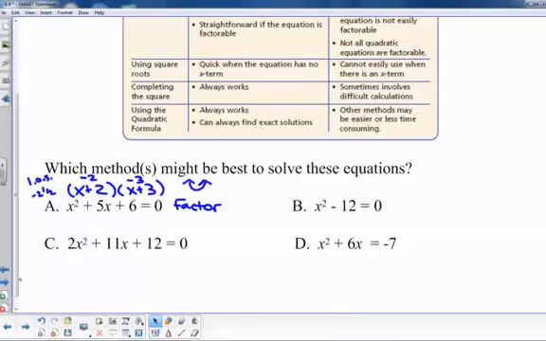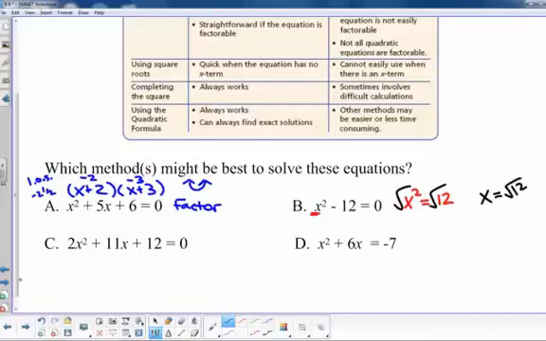This, you can easily isolate the x squared. So the easiest method for this would be taking the square root of both sides. 12 isn't a perfect square, but it's the easiest. I would just put plus or minus the square root of 12. If you want the decimal, it is 3.4641 and more, but it's a rounding error, so this would be your best answer, plus or minus square root of 12.